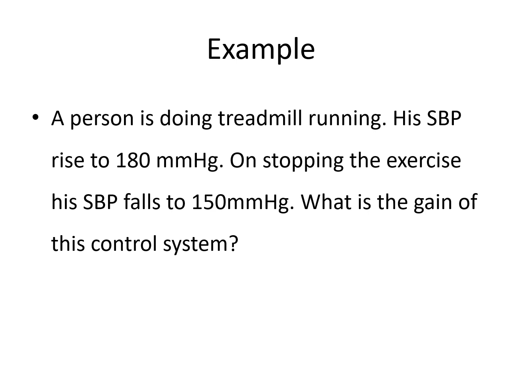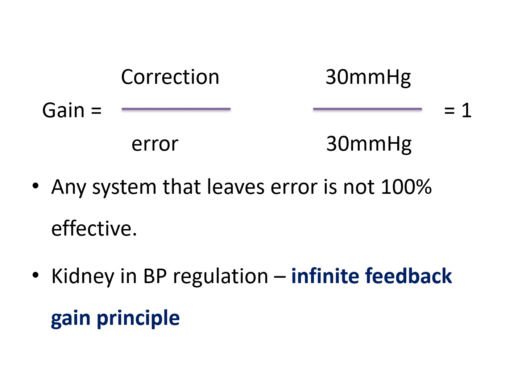In this example, 180 is the elevated blood pressure. What is the correction which happened? It is corrected from 180 to 150 millimeters of mercury, so the correction is 30 millimeters of mercury. But still there is error. It only reached 150; it did not come back to 120 millimeters of mercury. So the error is also 30 millimeters of mercury. Gain is correction divided by error. Correction is 30 millimeters of mercury, whereas error is 30 millimeters of mercury. So the gain is 1.